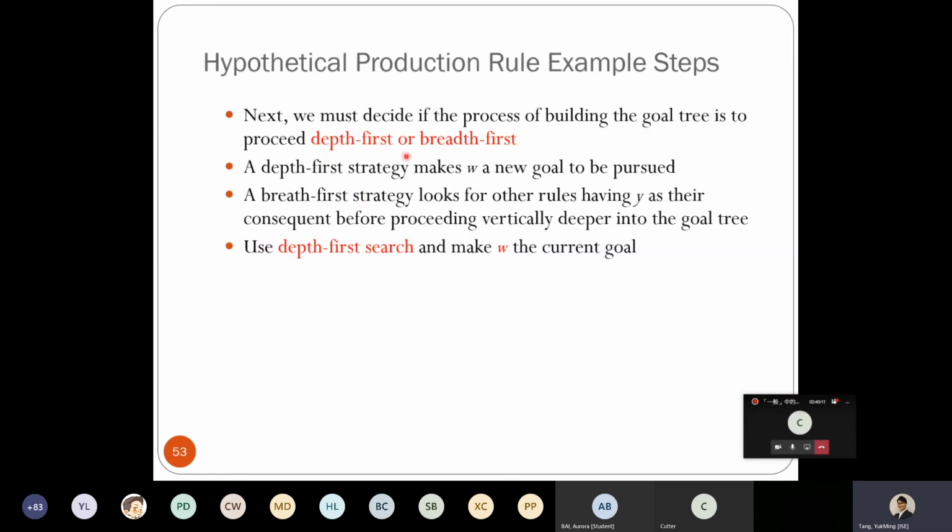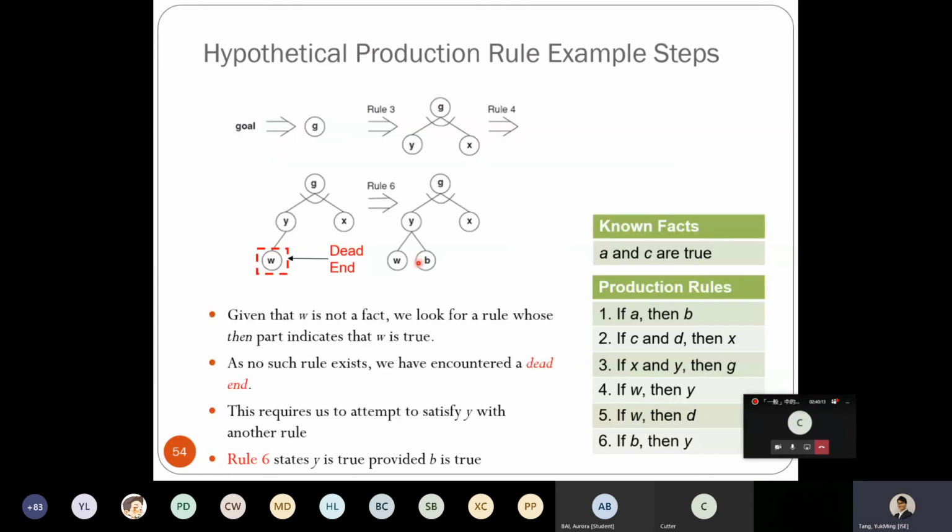As mentioned, we want to make use of depth first search. If W is true, do we have any further production rules? There are no more production rules. When we check the facts, there are no facts. That means this is a dead end. In this case, we have to grow in the other direction.